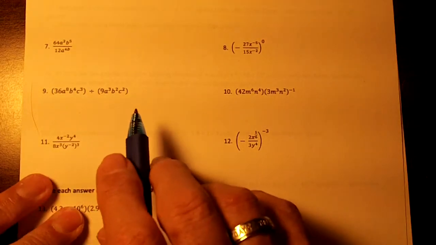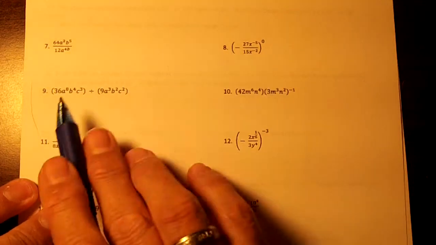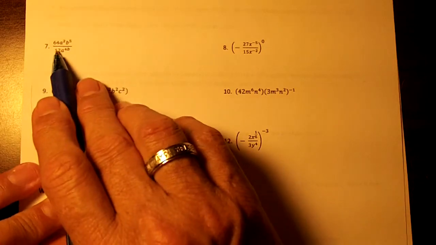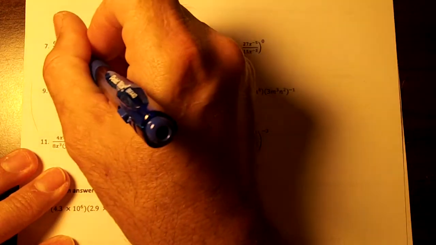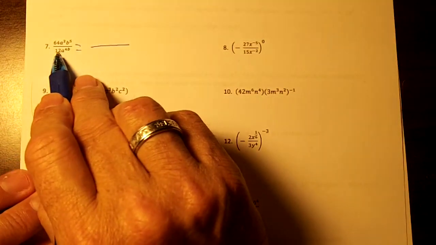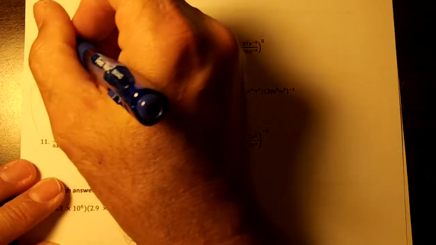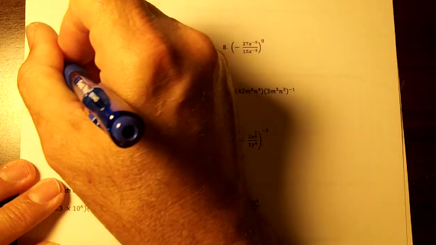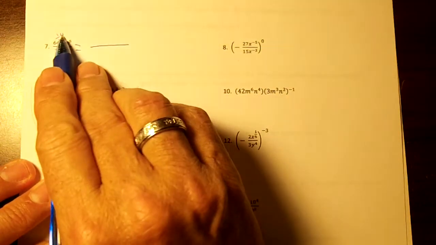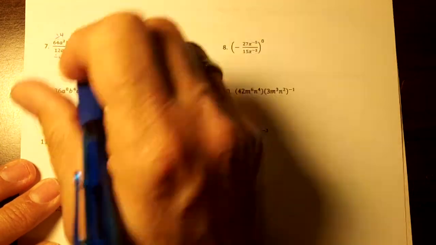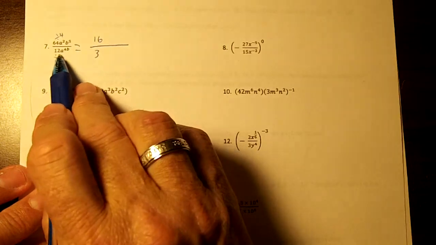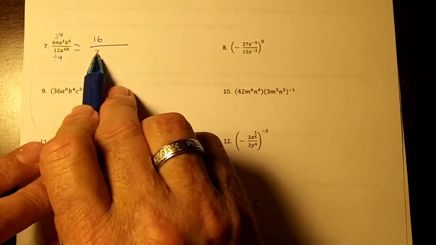Okay, had to redo these, so we're going to do number 7, 8, 9, and 10 in this section. Number 7, you're going to draw a fraction bar. You're going to simplify 64 over 12. To simplify 64 over 12, you could punch it in a calculator. I know that these are both going to divide by 4, though. So 64 divided by 4 is 16, and 12 divided by 4 is 3. If you punch 64 over 12 in the calculator, it'll give you 16 over 3.